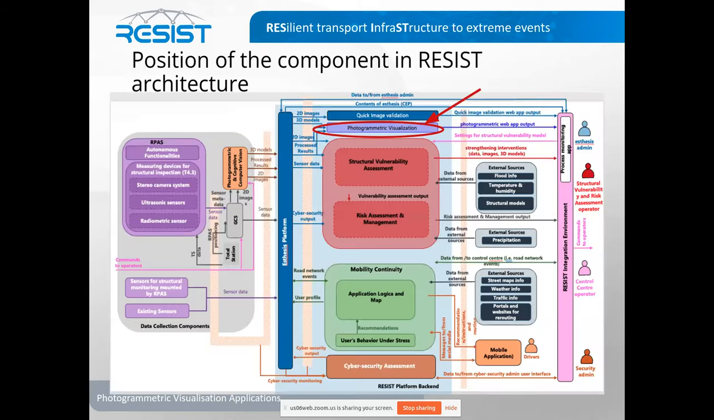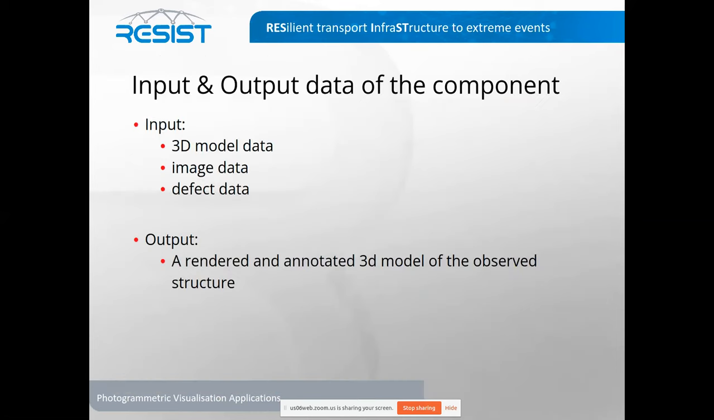Here we can see the position of the photogrammetric visualization component in the resist architecture. As we can take from this graphic, the application gets all its needed information from the aesthesis platform and does not need any additional input data. Talking about the input, this is an overview of the input and output data. Although we have different types of input data, the user does not need to care about this and can simply select an inspection ID. Based on this, all required data will then be accessed automatically. The output is, as mentioned before, a web-rendered and annotated 3D model of the observed structure.